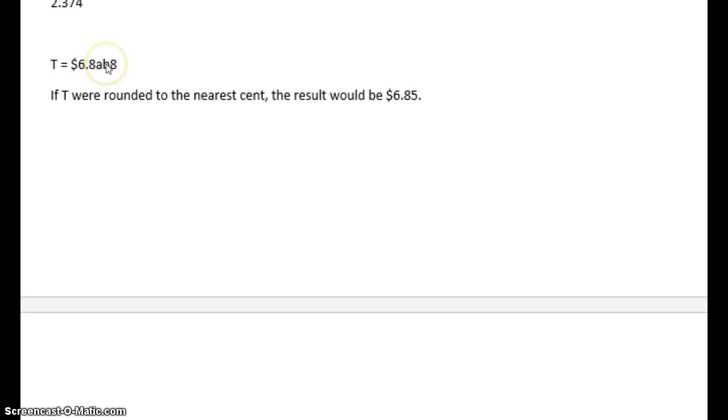Then what will B be? B will be 1/10 of a cent. So when the first statement tells us that T is rounded off to the nearest cent, effectively he is rounding off to the accuracy of A. Okay, let's go further. Now let us ignore $6 because we are only dealing with the decimal part here. So basically we have 0.8AB8 and the first statement tells us that this is rounded off to become 0.85, right?